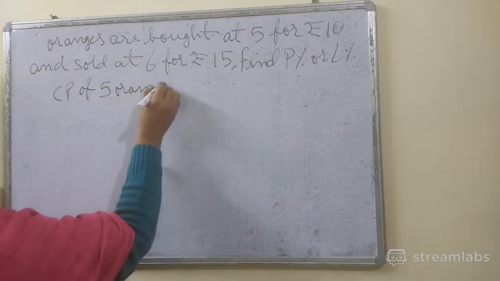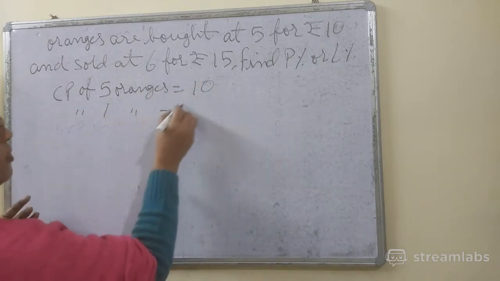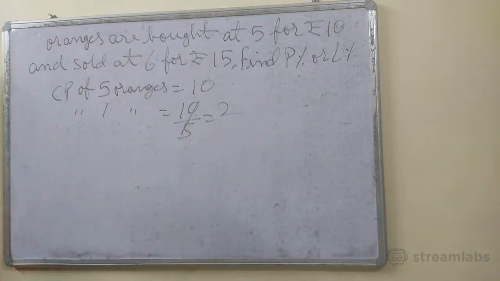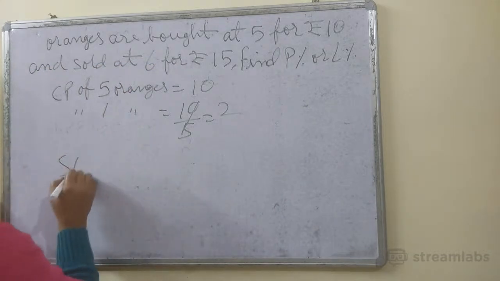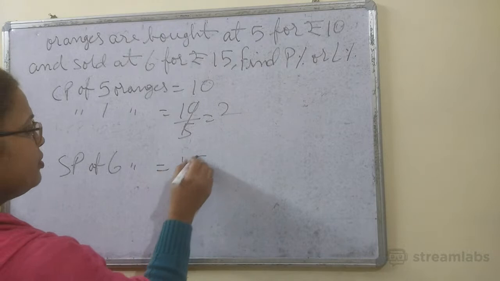So bought at 5 for rupees 10 means CP of 5 oranges is equal to rupees 10. So CP of 1 will be 10 by 5, that is rupees 2. Same with sold at 6 for rupees 15 means SP of 6 oranges is equal to 15.